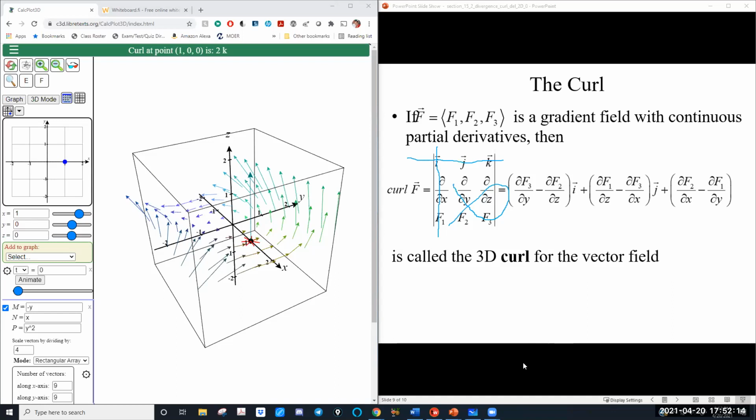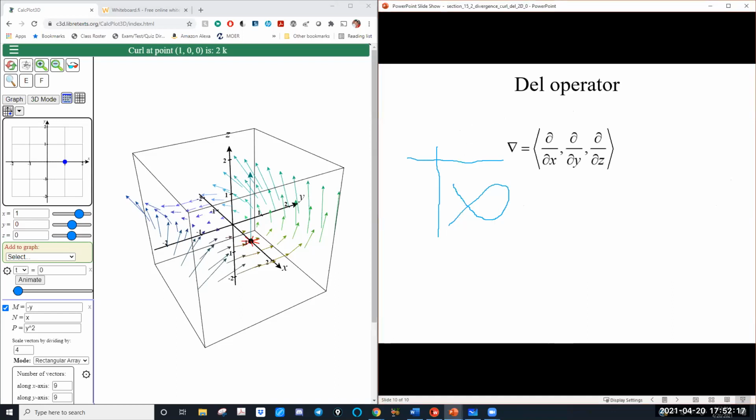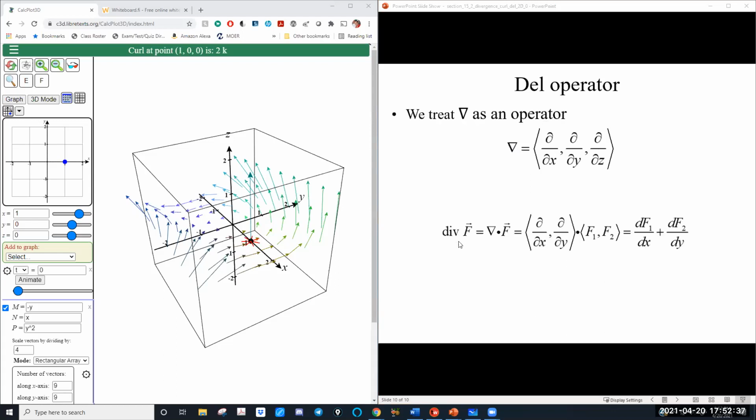Last thing I'll mention, just because it's in the title, is the del operator and what it is. You can think of the del, we saw this in front of our gradient. What the del does is it basically means we're doing the partials with respect to each variable. So treating it as an operator, one way of writing the divergence is thinking of it as the dot product between del and f, because then we're doing the partial with respect to x of f1, partial with respect to y of f2. And this is similar to what Cooper was talking about.